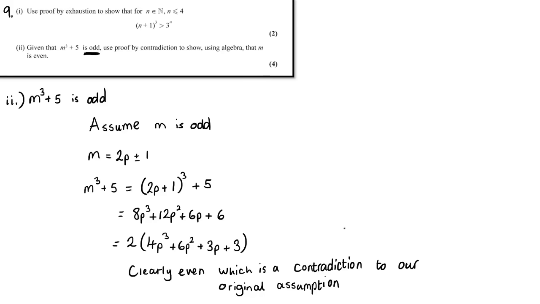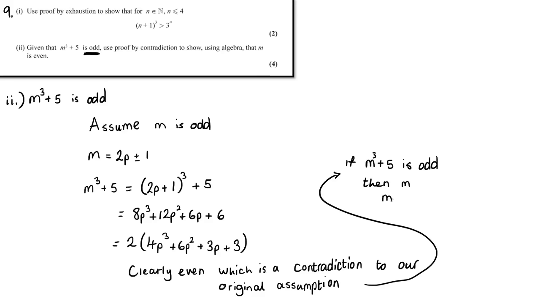And therefore, what we can say here, we just finish that up here, if m cubed plus 5 is odd, like we're given there at the beginning of the question, then m must be even. It doesn't work if m is odd. So if m cubed plus 5 is odd, then m must be even. Okay, and that's essentially the proof there complete.